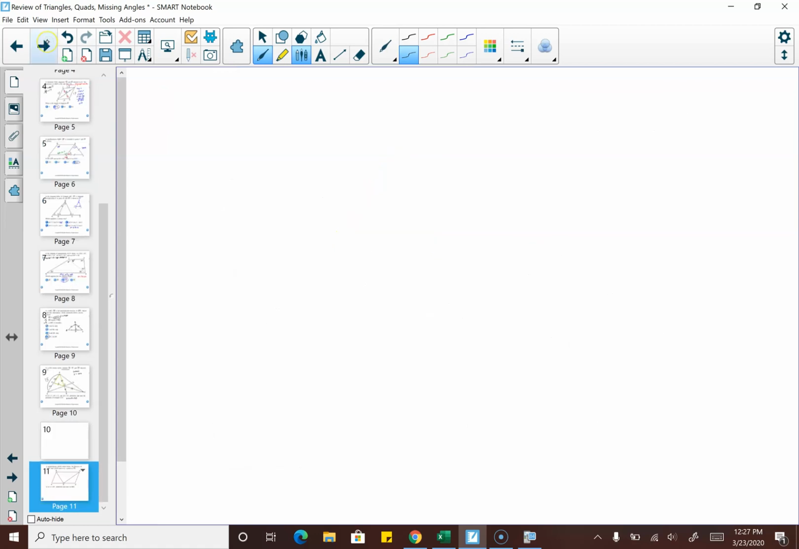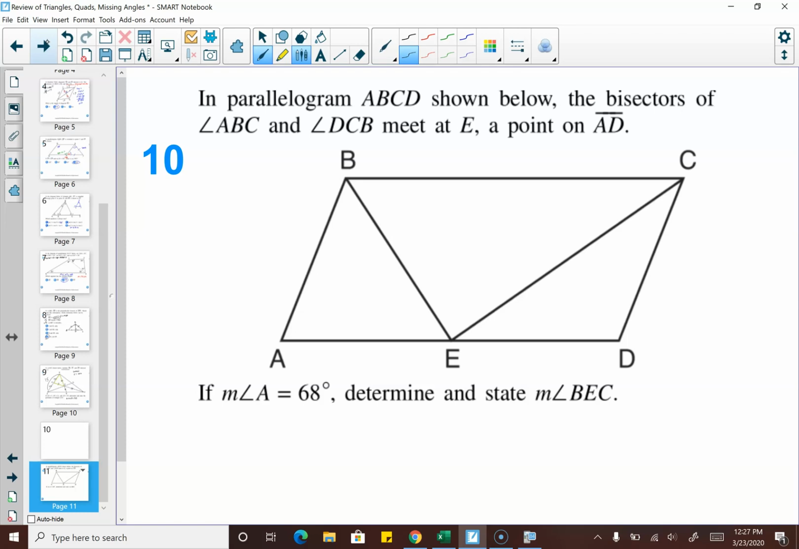And our last one, in parallelogram ABCD shown below, the bisectors of angle ABC and DCB meet at E. If angle A is 68 degrees, determine and state the measure of angle BEC. Since opposite angles are congruent, we know that this is 68, which means when you cut it in half, you get 34 and 34. This angle up here is supplementary, so we know it is 112, which when you cut in half is 56 and 56.